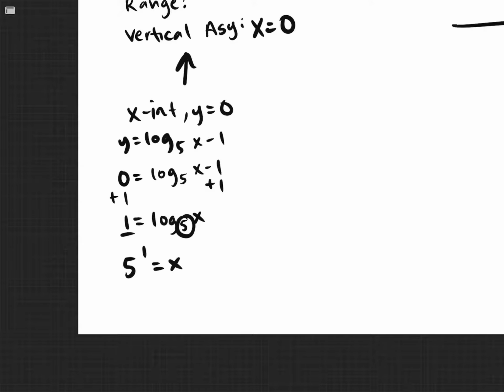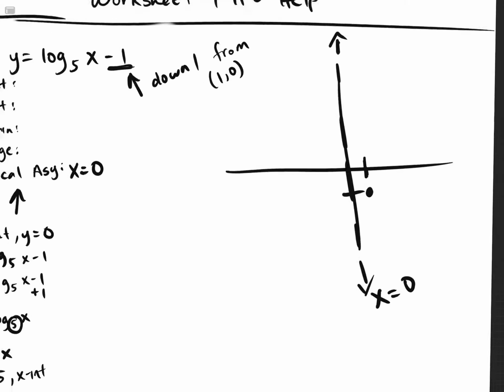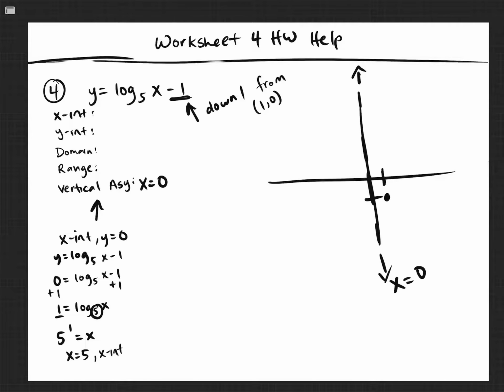And now this becomes like the problems we started out this unit with, where we ask the what-power question, right? So we're going to say 5 to the power of 1 equals x. And we end up getting x equals 5. So that is your x-intercept. It's at 5. So I'm going to go over here to our graph. Our x-intercept is at 5, so we start from 0 and go 1, 2, 3, 4, 5. Plot that point. (5, 0) is your x-intercept.